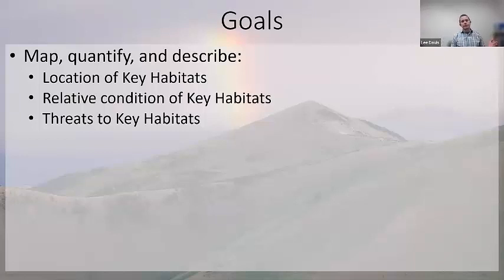So briefly, the goals of the project were to map, quantify, and describe the location of our key habitats, the relative condition of the key habitats, and then to use those data to inform an analysis of threats to the key habitats. This comes from the 8 required elements for state wildlife action plans as published by Fish and Wildlife Service. How every state agency does this is really fairly flexible. However, these are required elements of all action plans.